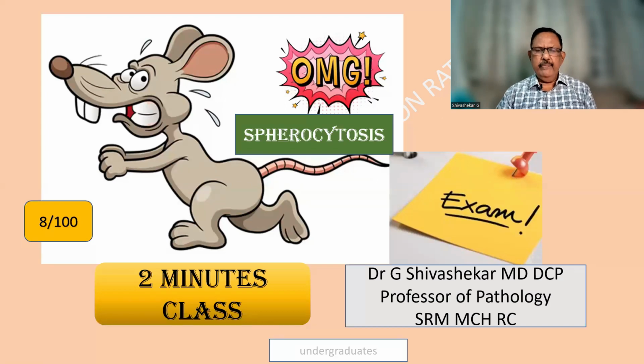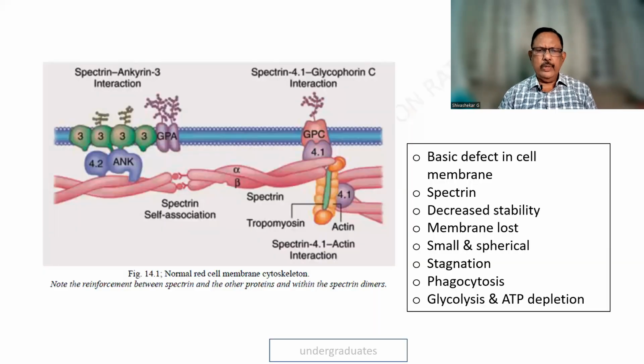Class number 8, and it is spherocytosis. Spherocytosis can come as an essay question also. Basically, it is a defect in the red cell membrane. When I talk about the red cell structure, this is the cell membrane, and this is called the cytoskeleton.